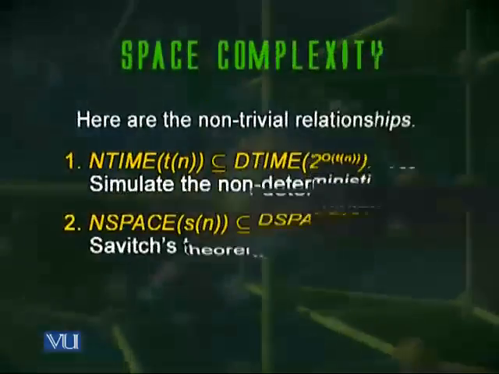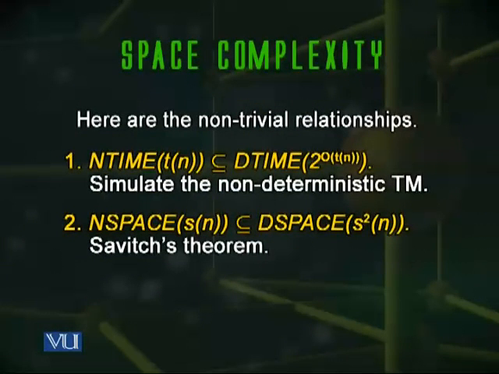Let's look at the next relationship. This relationship says that non-deterministic space S of n is contained in deterministic space S squared of n. And of course here we have a condition that S of n should be greater than or equal to log n. And this is Savage's theorem. This relationship is by no means trivial. If I were to write down this statement for you and say, prove it, you would have to be very smart, very creative to be able to come up with the proof that Savage came up with.